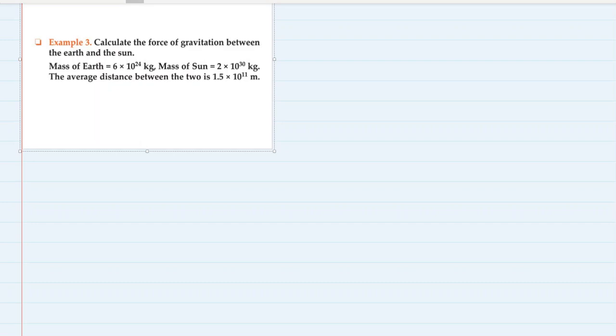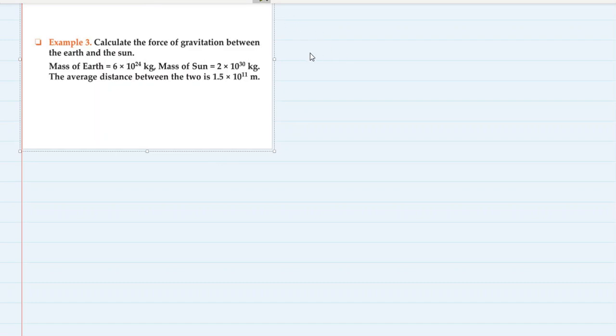Okay, calculate the force of gravitation between Earth and the Sun. Simple. One body is Earth, other body is Sun. Both masses are given, Earth and Sun masses, and the average distance between the two is also given. Why average distance? Because Kepler's study showed us that the path in which any planet moves around the Sun is elliptical. So the distance between Earth and Sun is sometimes very less and sometimes very large, right? So the average distance between the two is 1.5 into 10 raised to 11 meter.